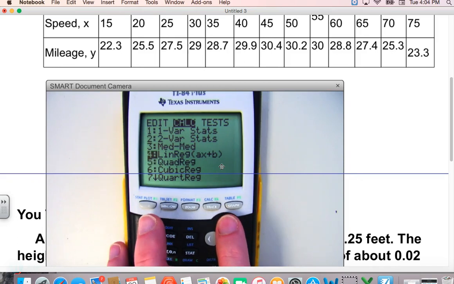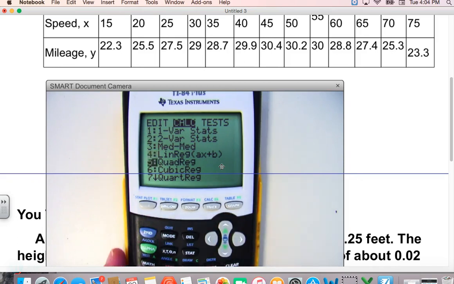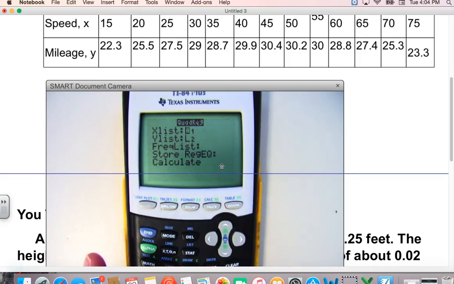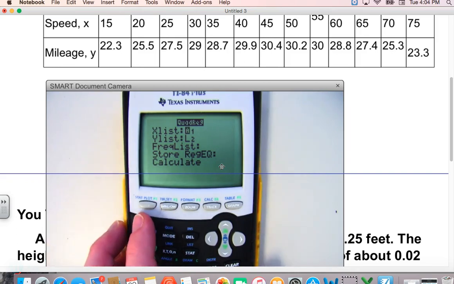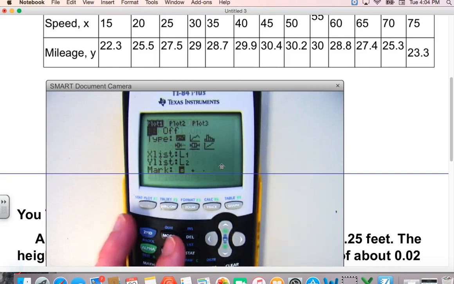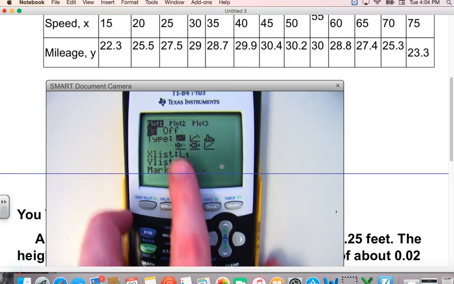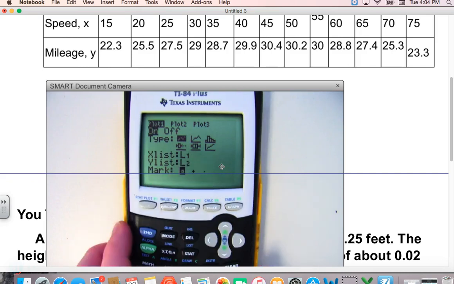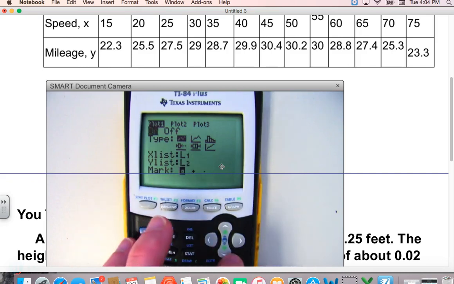Before we picked linear regression. Now we're going to pick quadratic regression. Make sure your list 1 and list 2 are L1 and L2, right? And wherever your X and Y's are, if maybe you have L2 and L3, make sure you change those to L2 and L3. Also on your stat plot, if you had L2 and L3, you'll want to go to your stat plot and make sure your X list right here is L2 and your Y list is L3. So those all have to coincide.